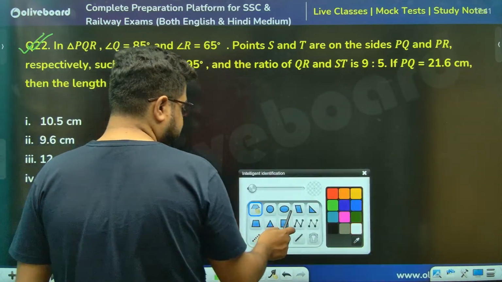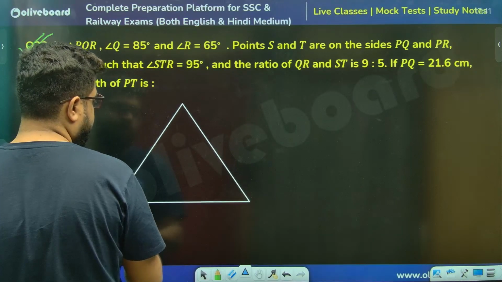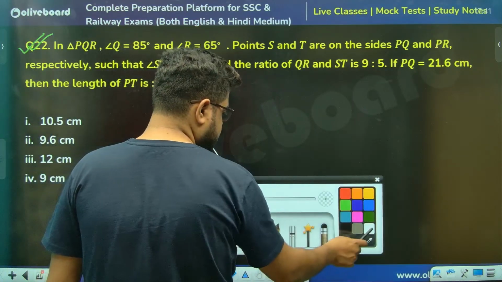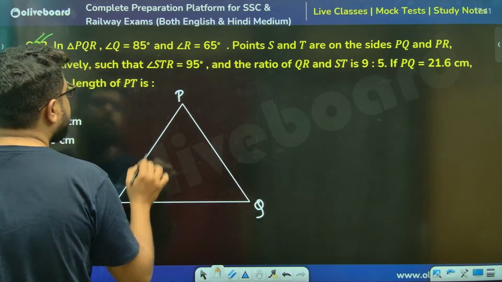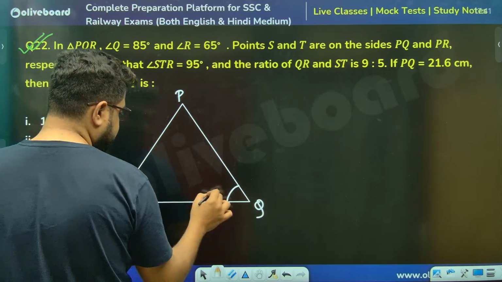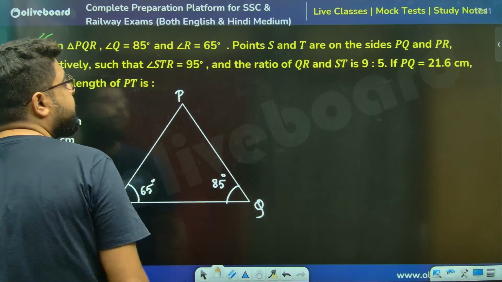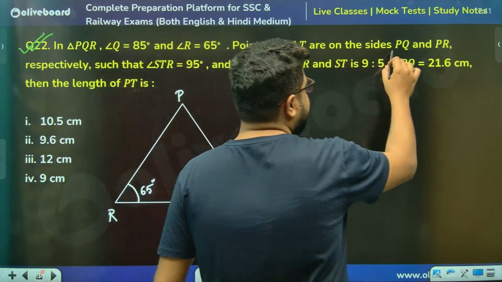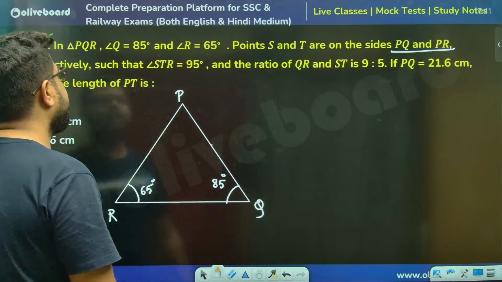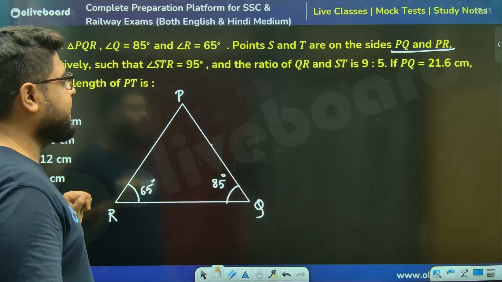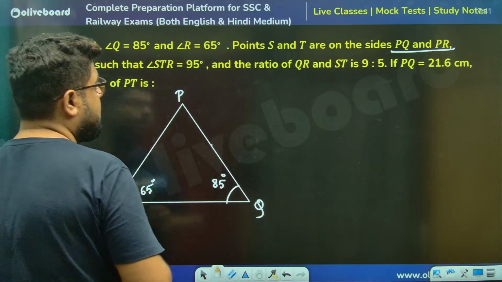PQR, it is given. Something is given. 85, 65. PQR. This is 85 degrees, this is 65 degrees. S and T are on the sides of PQ and PR. S is on P and R is on this, okay? Such that STR is 90 degree. S and T, STR.